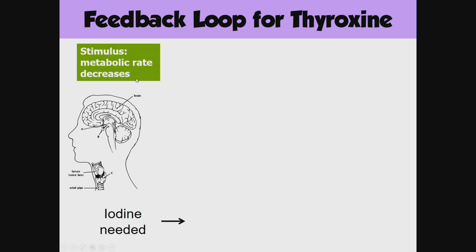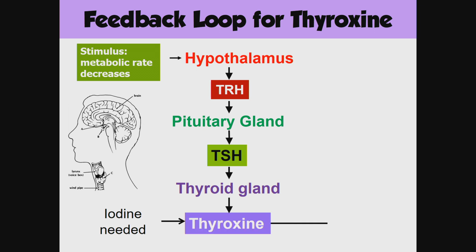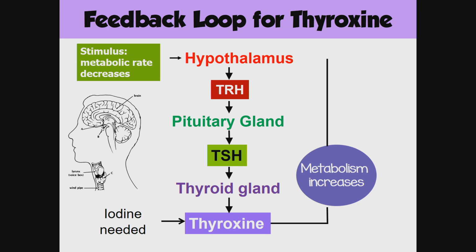The stimulus is that the metabolic rate decreases, or it could be that the person is more active and requires more energy. So more energy is needed. The hypothalamus releases TRH, which goes to the pituitary gland, which releases TSH. That goes to the thyroid gland to produce thyroxine. Thyroxine causes the metabolism to increase, so more energy produced. And once there's enough energy, it turns down the production of TRH and TSH in this negative feedback loop.